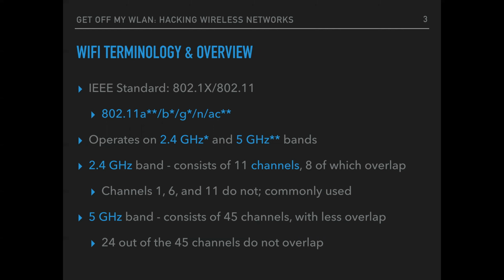The 2.4 gigahertz band consists of 11 different channels, 8 of which overlap. Channels 1, 6, and 11 are commonly used because these channels do not overlap and therefore there's less interference on these channels. The 5 gigahertz band consists of 45 channels with a lot less overlap. 24 out of the 45 channels do not overlap.